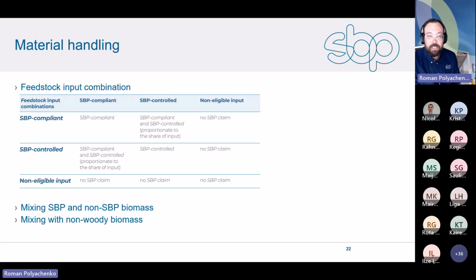SBP compliant and SBP controlled biomass may also be mixed with non-woody biomass. In this case, the amount of SBP certified biomass shall be proportionate to eligible input. So this can be mixed physically and sold together, but on the invoice, the SBP compliant or controlled woody biomass pellets shall be shown separately.